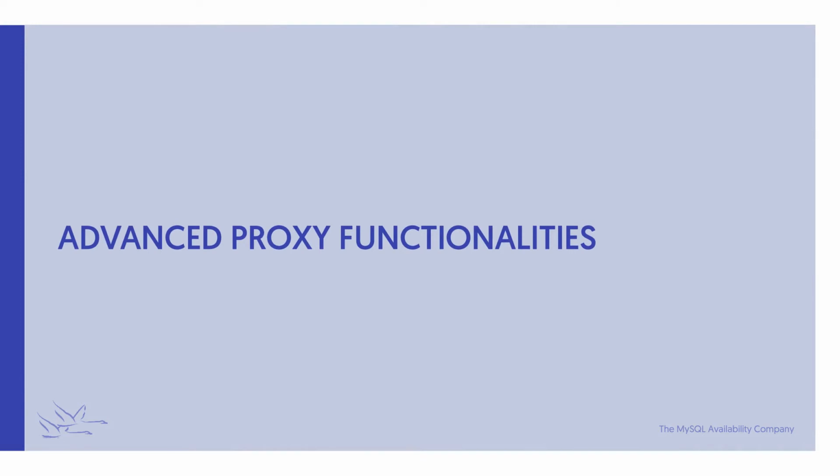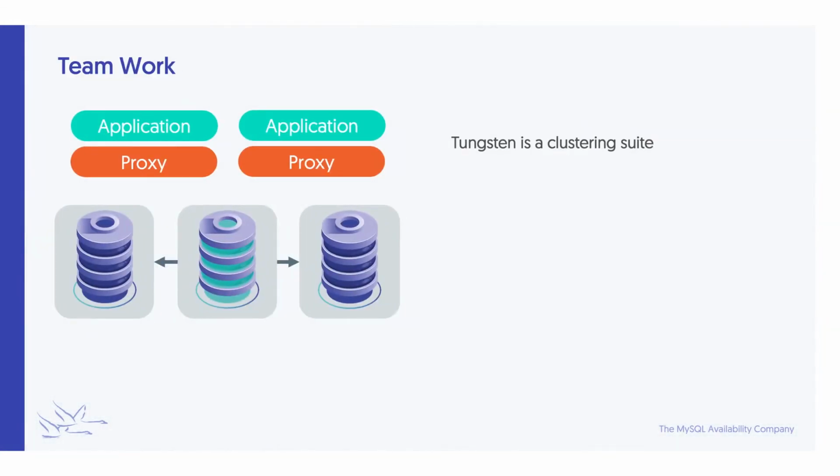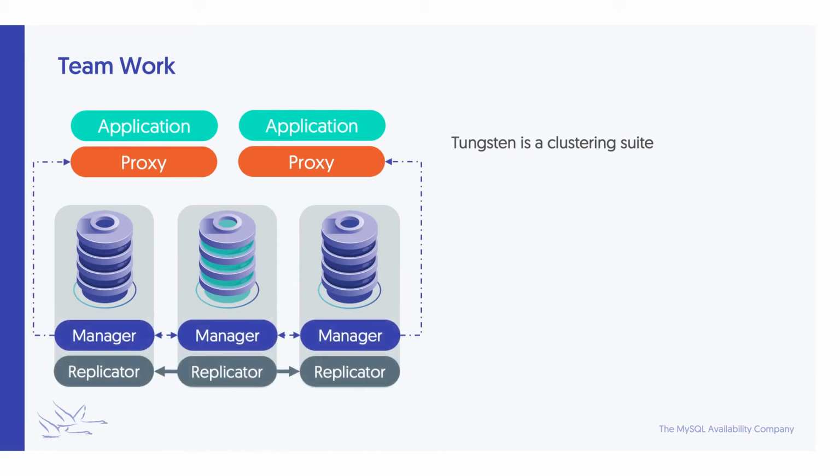Let me now reveal to you how this magic is done. Tungsten Cluster is a full clustering suite. The proxy, we saw it, is one piece of this suite, which is composed also of a replicator, obviously in charge of copying the information from the master to the slaves, and the manager, which is in charge of monitoring the network, the hosts, and the replication within this cluster.